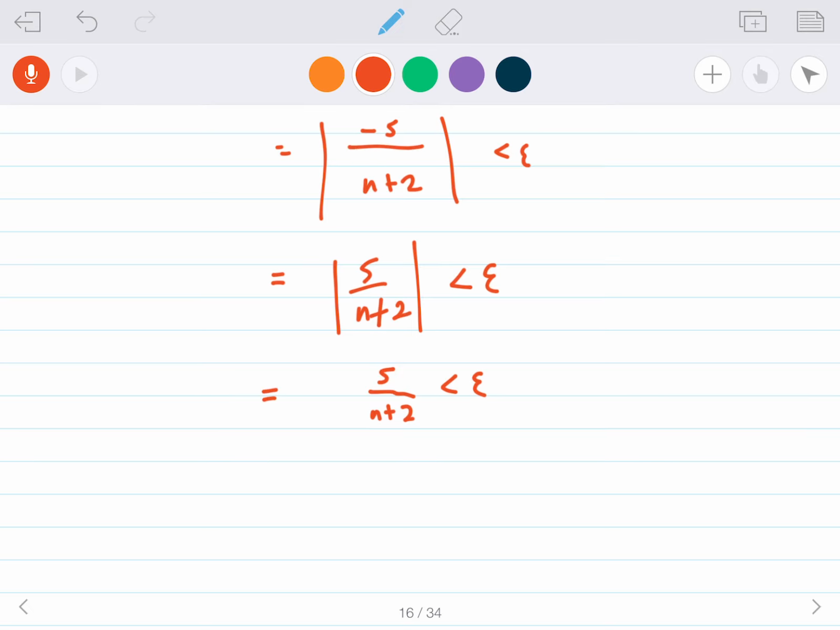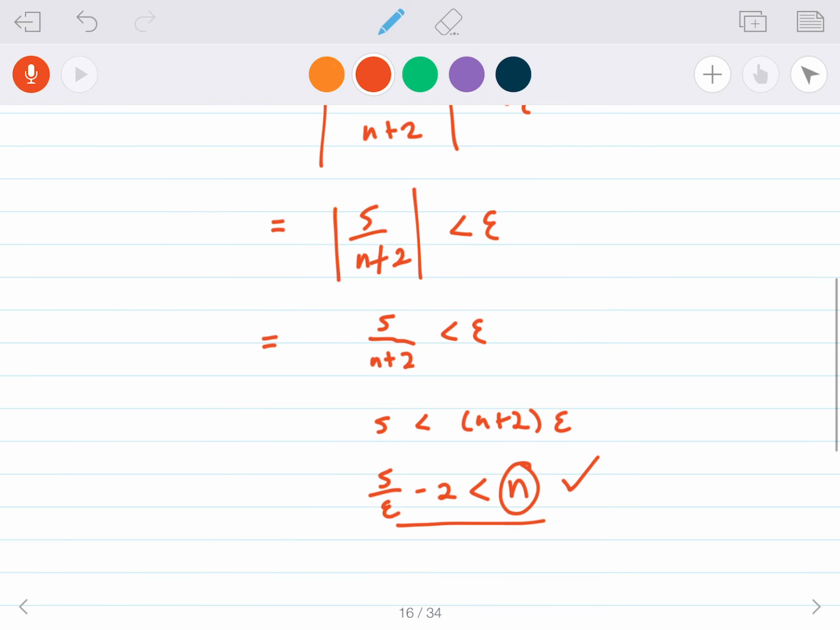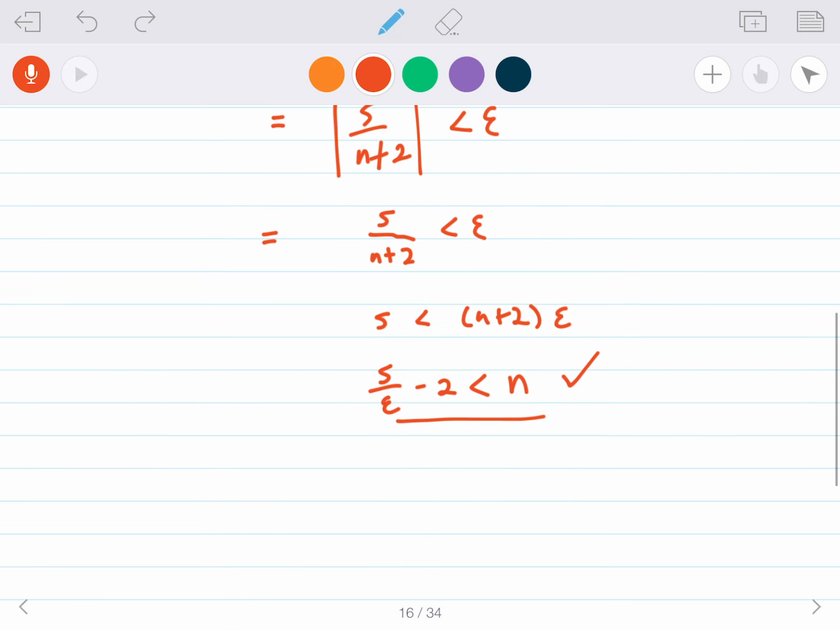Okay, so do the thing, multiply by n plus 2. And we're trying to get little n bigger than something. So let's go ahead and divide out by epsilon and subtract 2. All right, so now we're at the point where we can construct our proof because we know what our capital N has to be, since we have little n greater than something in terms of epsilon.